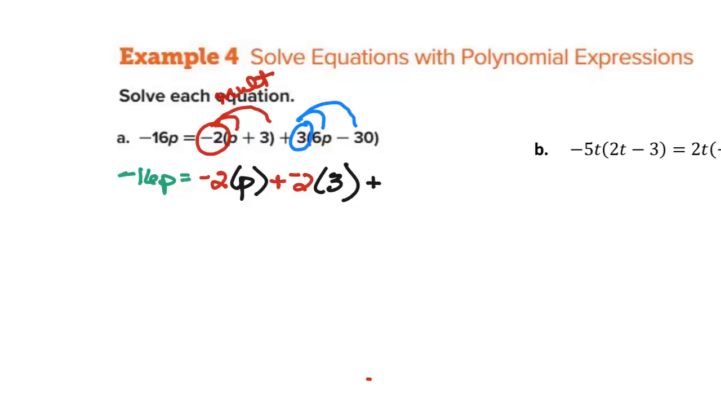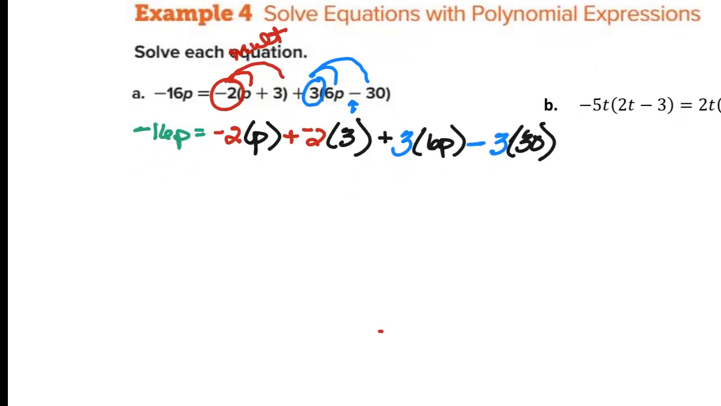Plus, now I have the 3. I'm going to distribute that 3. 3 gets multiplied by the first term, 6p. And now we have minus a positive 3 times 30. Now here's where I got that minus. Okay, minus 3 times 30. All right. And so negative 16p stays over on the left.